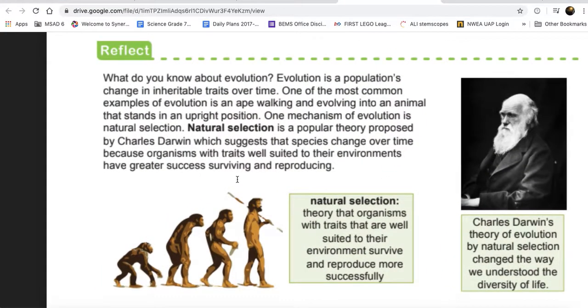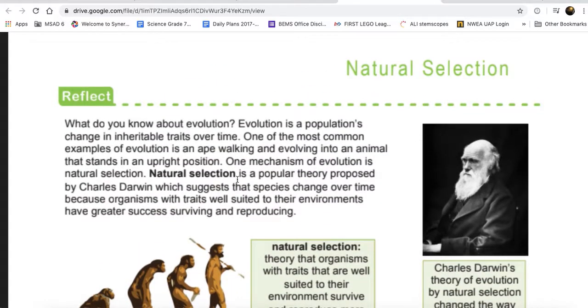Let's go over this reading together right now. Natural selection. What do you know about evolution? Evolution is a population's change of inherited traits over time. One of the most common examples of evolution is an ape walking and evolving into an animal that stands in an upright position. One mechanism of evolution is natural selection.